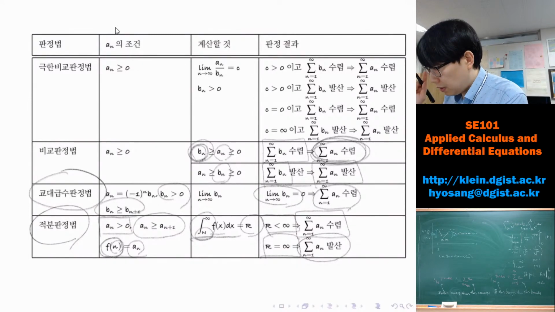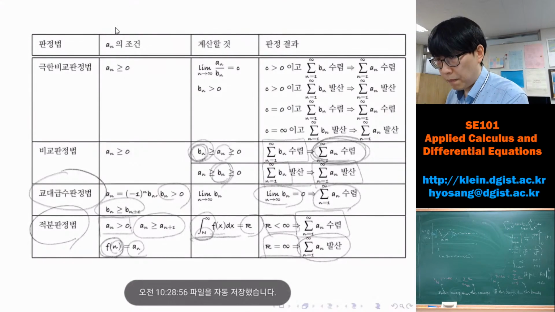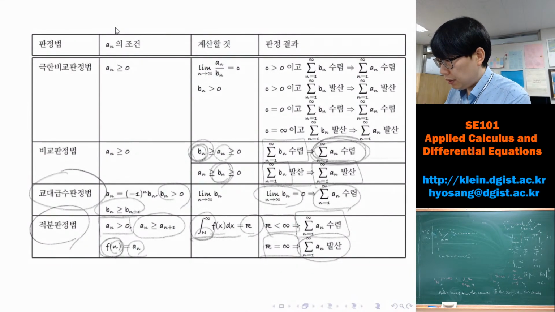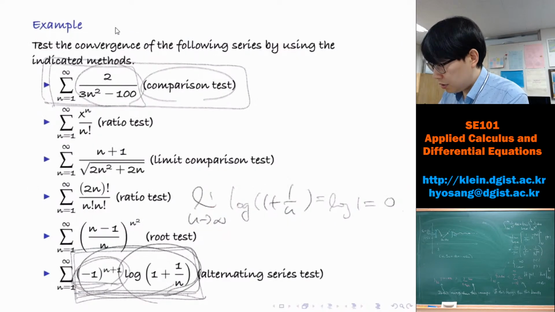So the idea is simple. If the smaller one diverges, then the bigger one diverges, and if the bigger one converges, then the smaller one converges. But choosing such a Bn carefully is a hard issue. So we have the following sequence, and I know by my experience that this is convergent.